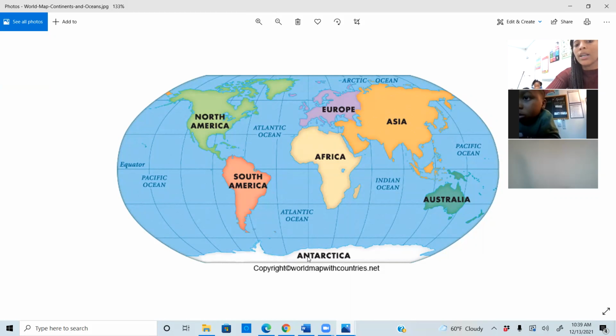Antarctica is very cold. So again, 7 continents: North America, South America, Africa, Europe, Asia, Australia, and Antarctica. So on your test on Friday, you will have to identify which continent is which. So we also have 4 large oceans.